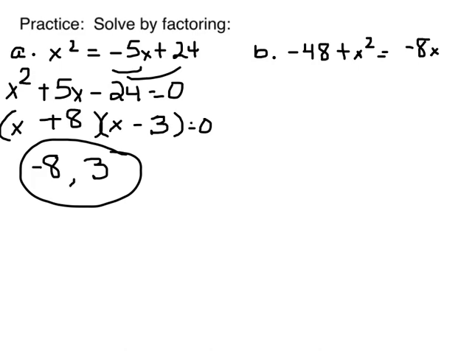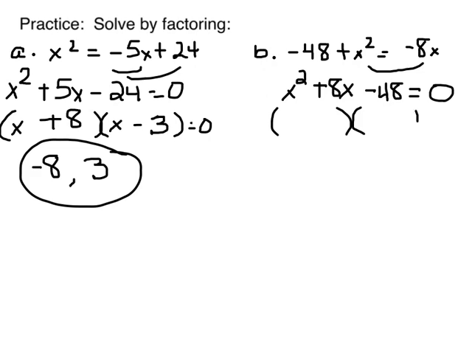Alright, over here, these are all jumbled up, but we're going to say x squared plus 8x, because this is going to move, minus 48 is equal to 0. Then I factor x and x. I know I'm going to have a positive and a negative.